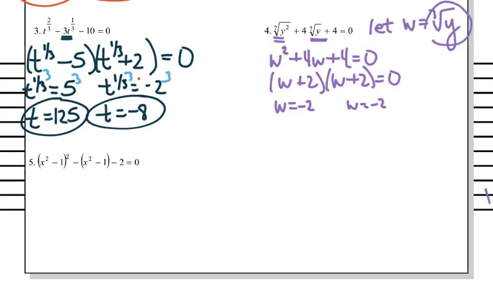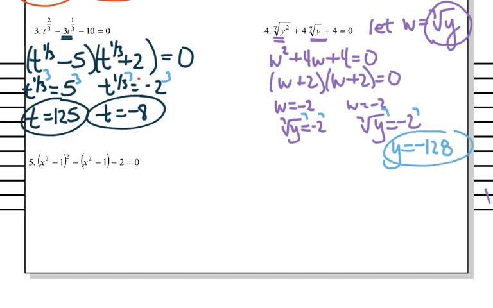But I have to go back and replace w with the 7th root of y is negative 2. And that I can solve by taking both sides to the 7th power. So what is negative 2 to the 7th? Let me think about that. Negative 2 to the 5th is negative 32, 64. I think it's negative 128. Yeah. Or you can even leave it as negative 2 to the 7th.